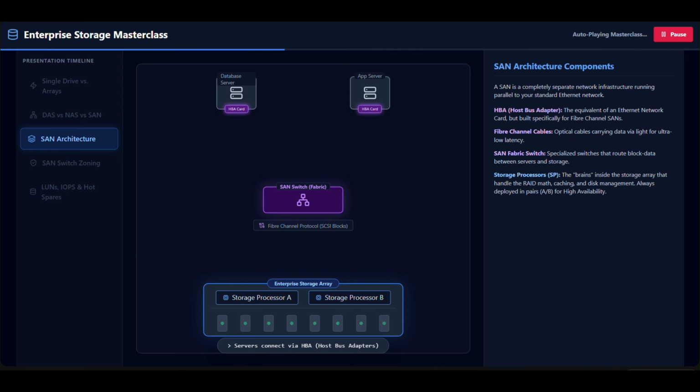A SAN is a completely separate, high-speed network. Servers connect using specialized host bus adapters, sending block-level SCSI commands over optical fiber channel cables. This traffic flows through a dedicated SAN fabric switch, routing requests to massive storage arrays equipped with highly available, dual storage processors.